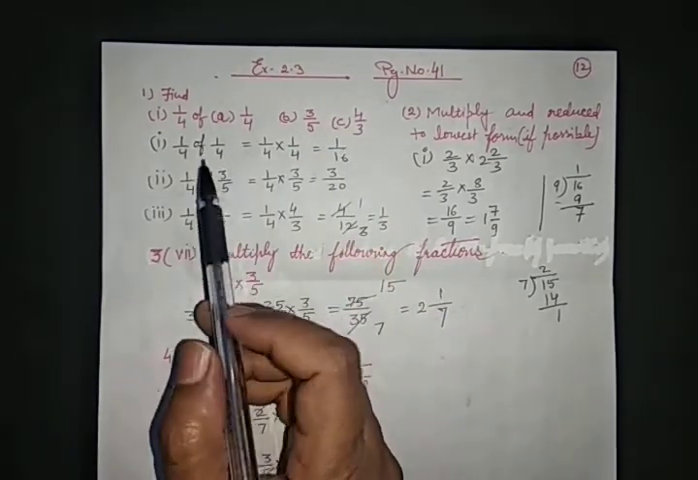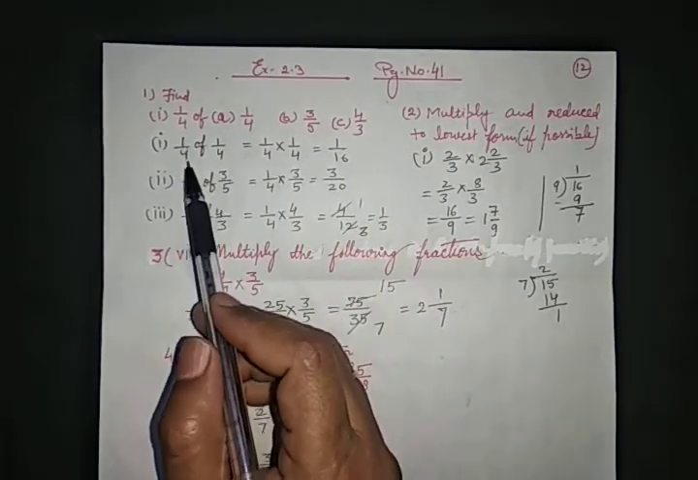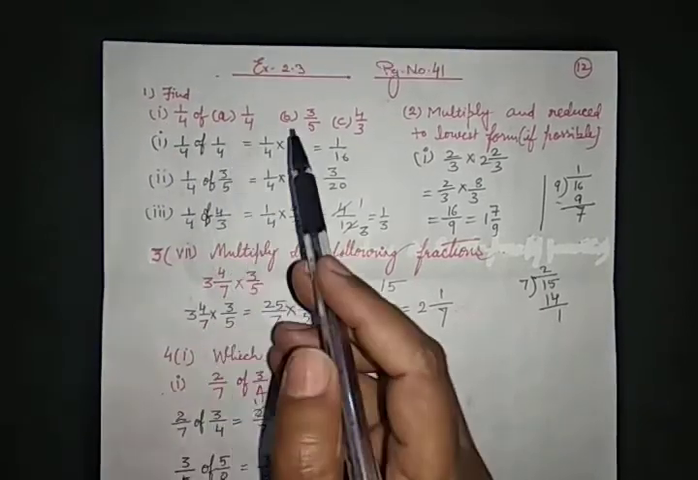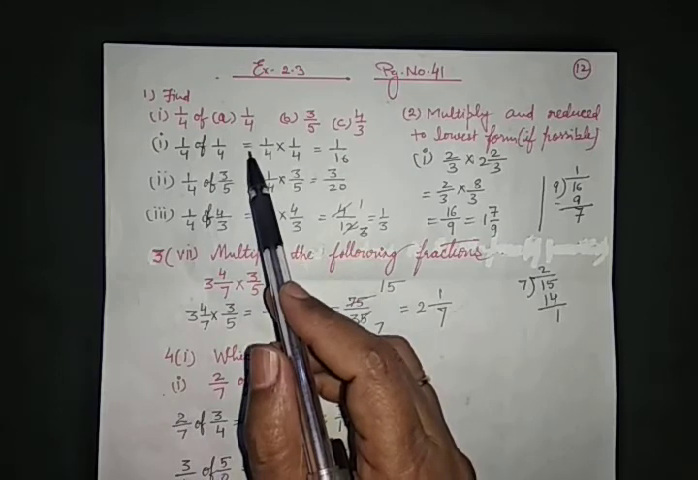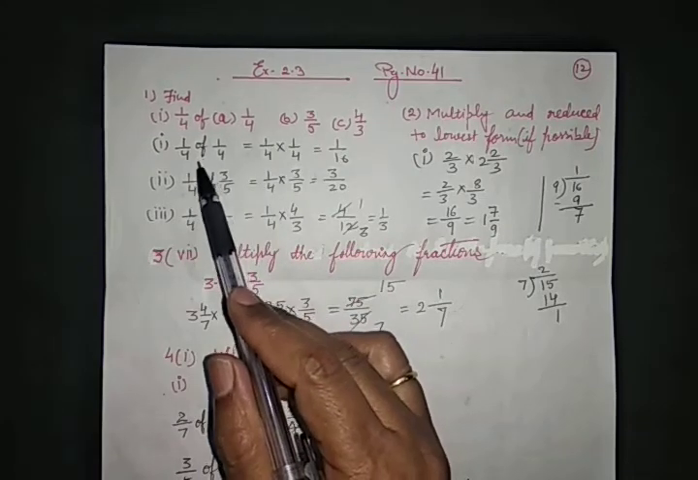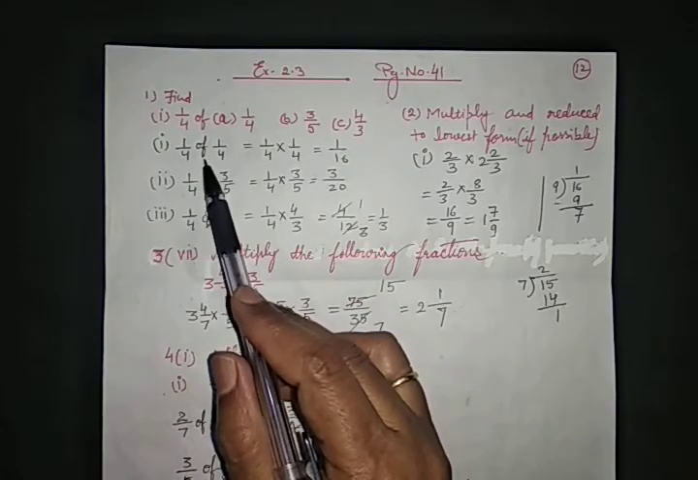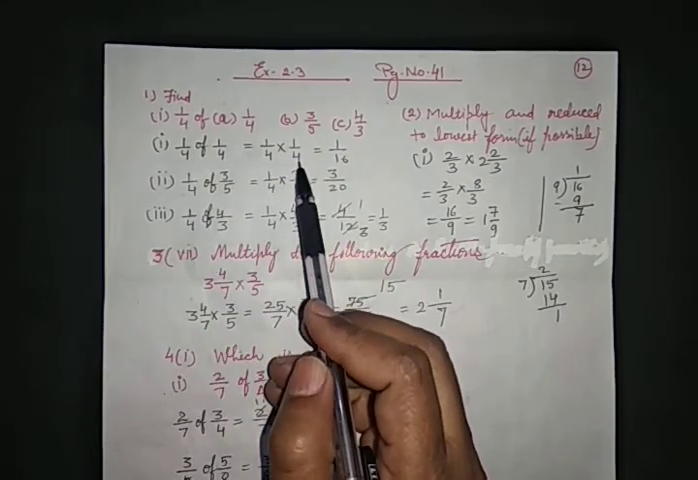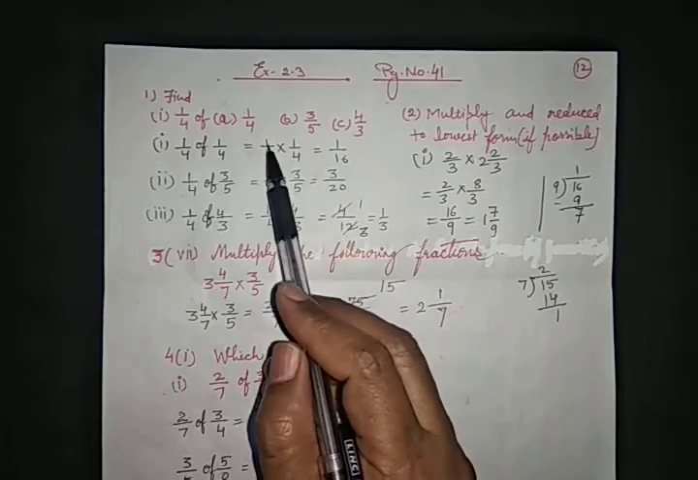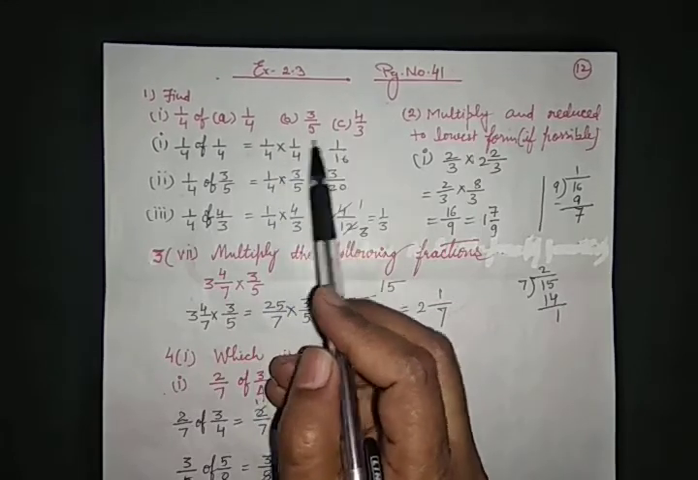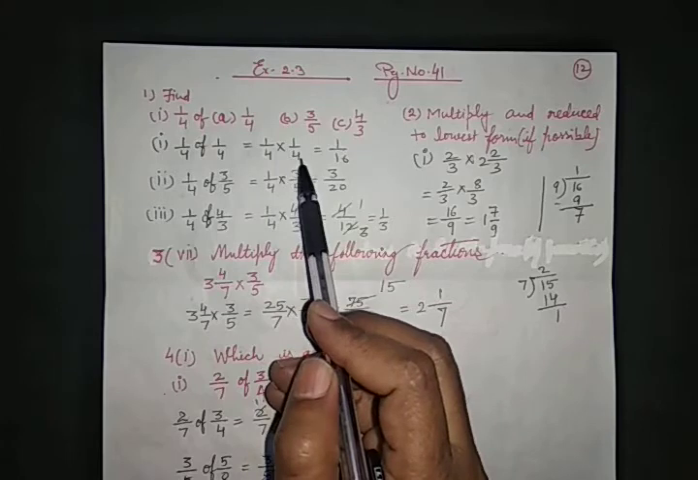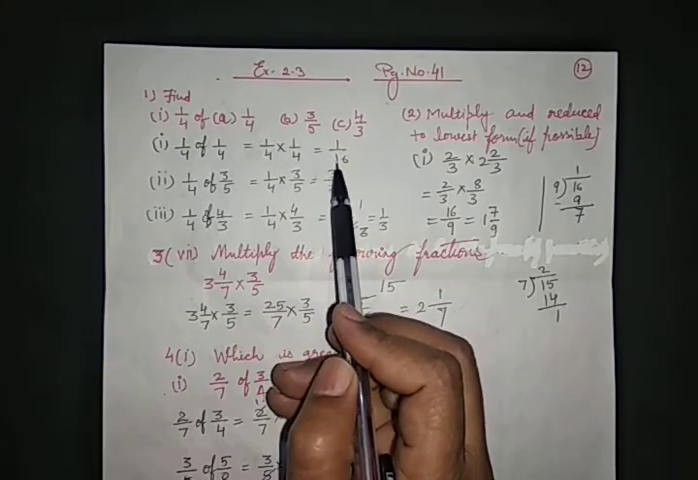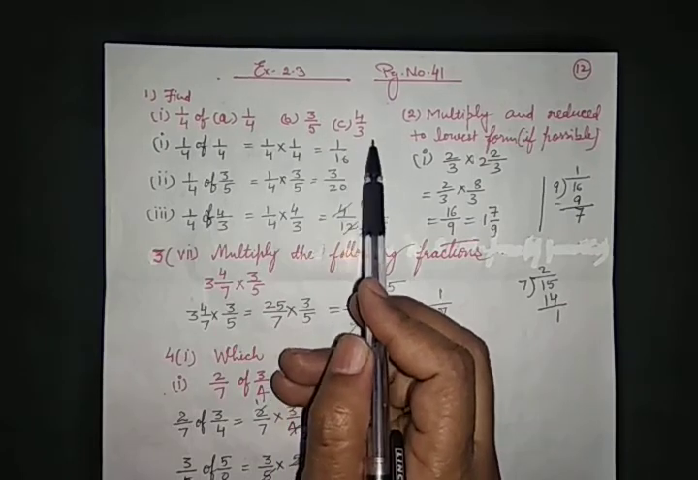First I am taking here 1 by 4 of 1 by 4. Now in the last video I told that "of" means what? Multiplication. So 1 upon 4 into 1 upon 4 is equal to 1 into 1 is 1, and 4 multiplied by 4, we get 16. So the answer is 1 upon 16.